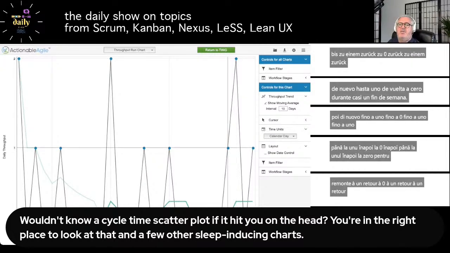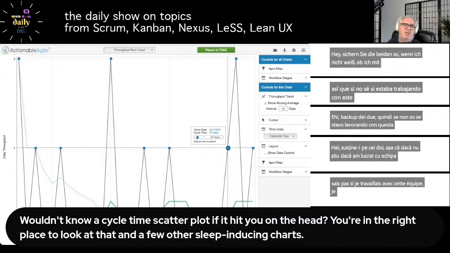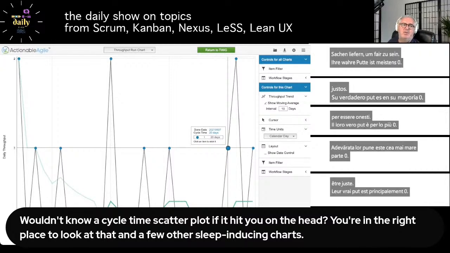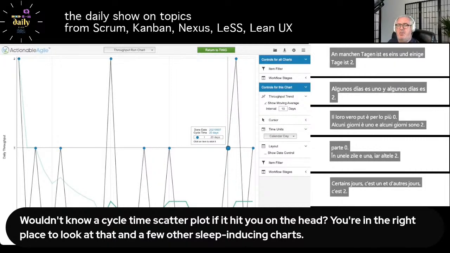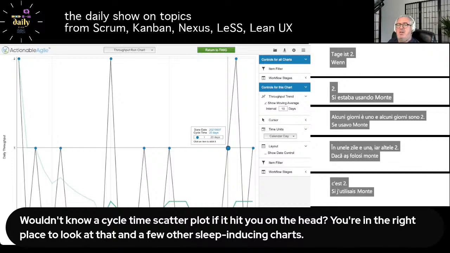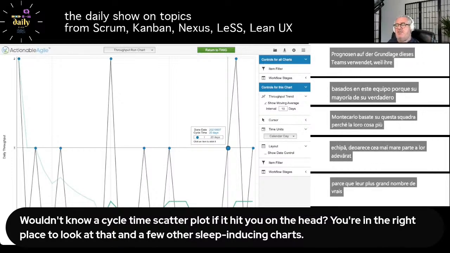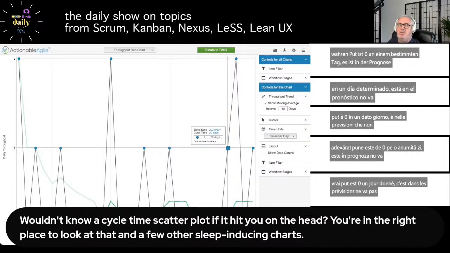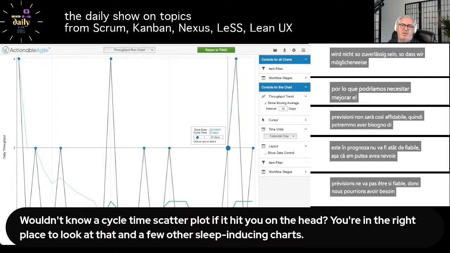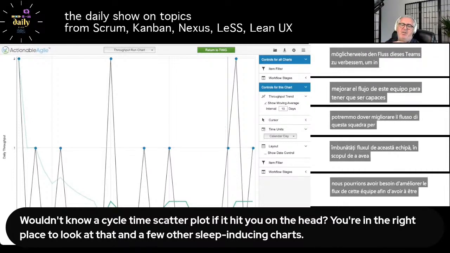If I was working with this team, they are delivering stuff, to be fair, and their throughput is mostly 0. Some days it's 1, and some days it's 2. If I was to use a Monte Carlo probabilistic forecast based on the team, because most of their throughput is 0 on a given day, the forecast isn't going to be that reliable. So we might need to improve the flow of this team in order to better use this. It's not very predictable either, I would say.